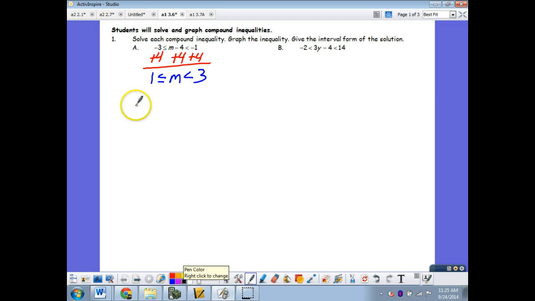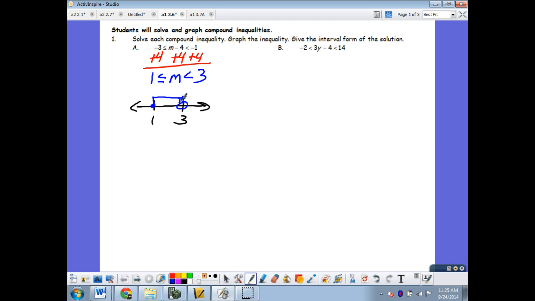So to graph this, this is the inequality solution. And then when we graph this, we want to make sure we have 1 and 3. And again, just like last week, if we have less than or equal to, we have a closed circle at 1, just less than at 3, so an open circle at 3, and then m is between those two, so we're going to be shading in between.